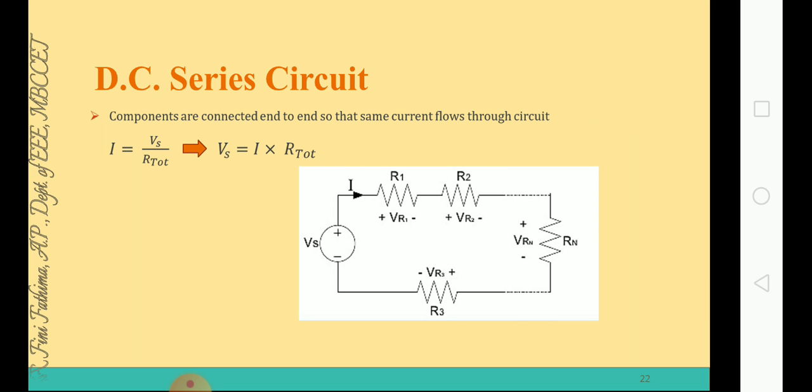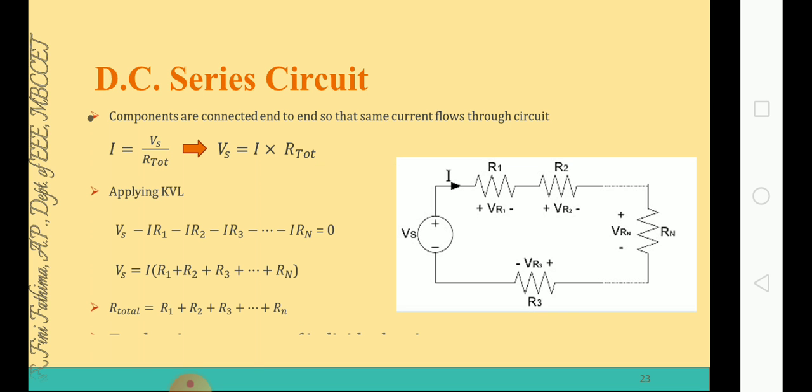So how can we find the current through a series circuit? The current through a series circuit is always the same, that we know. But how will we find it? We have the voltage source Vs and different resistances R1, R2, R3, up to Rn. According to Ohm's law, V is equal to I into R. Applying the same in the circuit, V is the total voltage, so Vs is equal to I into R total. So the current I is equal to Vs divided by R total.